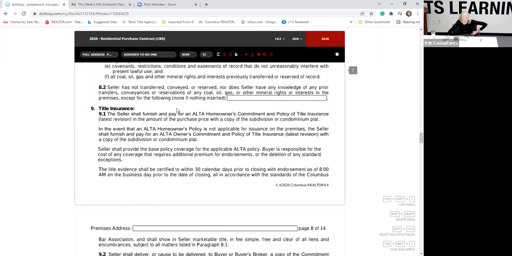8.2, seller has not transferred, conveyed, or reserved, nor does seller have any knowledge of any prior transfer, conveyances, or reservations of any coal, oil, gas, or other mineral rights or interest in the premises. So sometimes when you're selling properties out in the eastern part of Ohio, they seem to have gas wells out there. So again, know what you're selling.